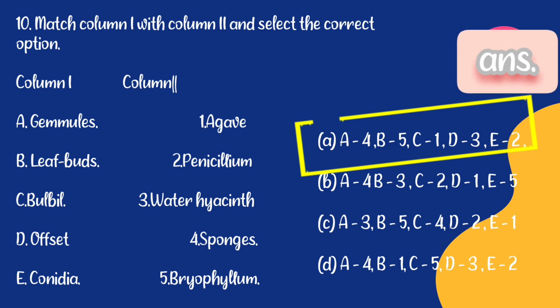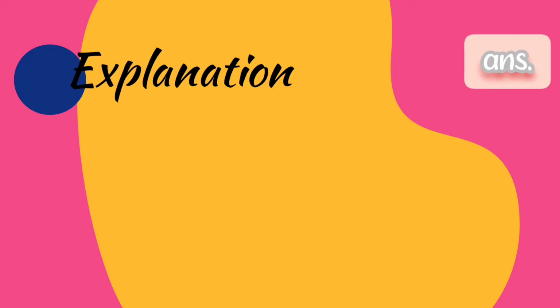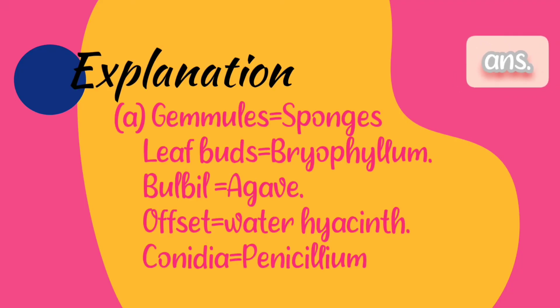And the answer is A. A-4, B-5, C-1, D-3, E-2. Explanation. A. Gemmules, sponges. Leaf buds, Bryophyllum. Bulbil, Agave. Offset, water hyacinth. Conidia, Penicillium.